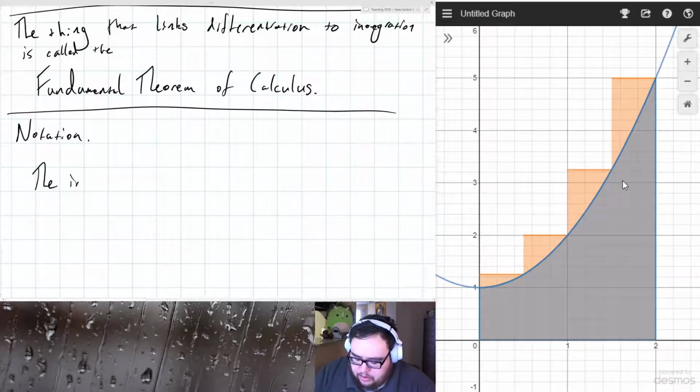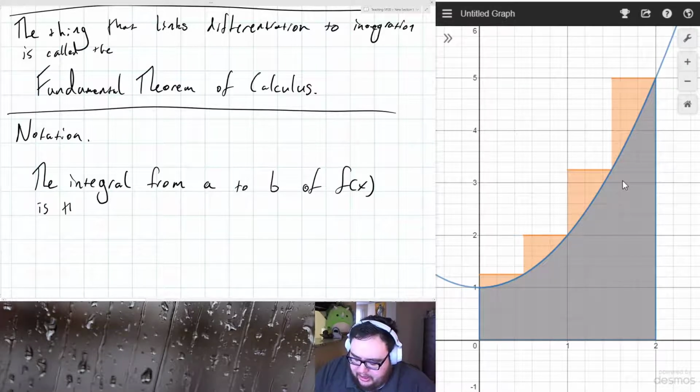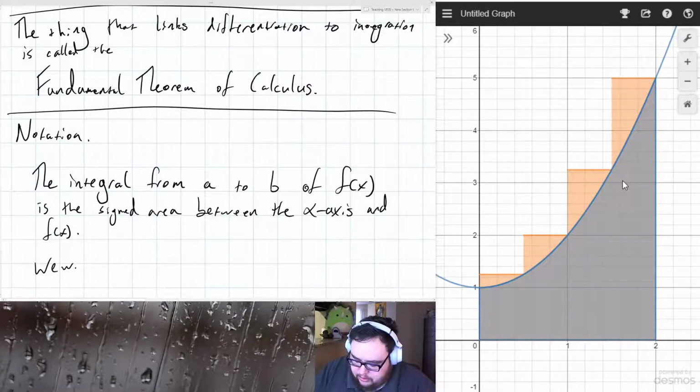The integral from a to b of f of x is the area between, sorry, the signed area between the x-axis and f of x. And we write the integral from a to b of f of x dx.